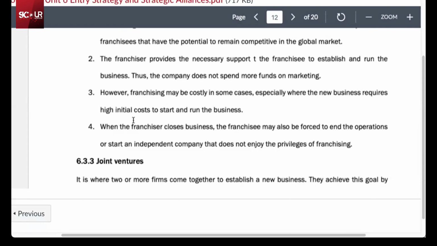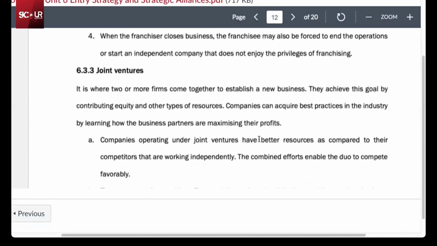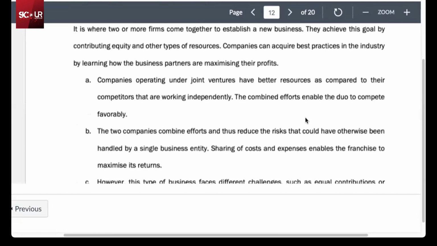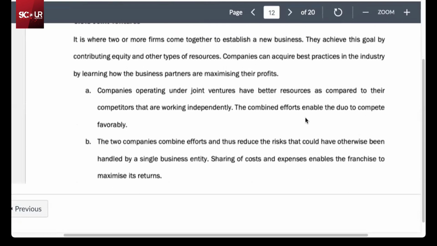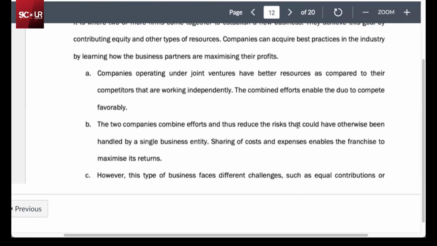Next is joint ventures. Joint ventures means that two or more firms come together to establish a new business. Companies can acquire best practice in the industry by learning how the business partners maximize their profit. So companies operating under joint ventures have better resources compared to their competitors that are working independently. Two companies combine effort and thus reduce the risk that could otherwise have been handled by a single business entity.